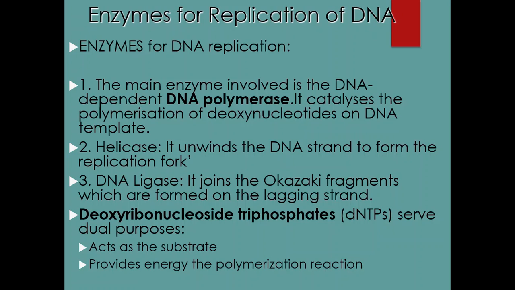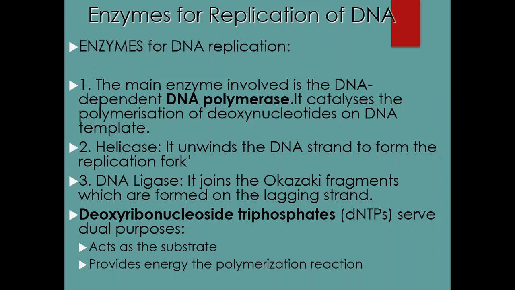Next we have the process of replication of DNA, and first of all we are studying the enzymes for DNA replication. The main enzyme involved is the DNA dependent DNA polymerase. It catalyzes the polymerization of deoxynucleotides on DNA template. Next we have helicase. It unwinds the DNA strand to form the replication fork. Then we have DNA ligase. It joins the Okazaki fragments which are formed on the lagging strand.